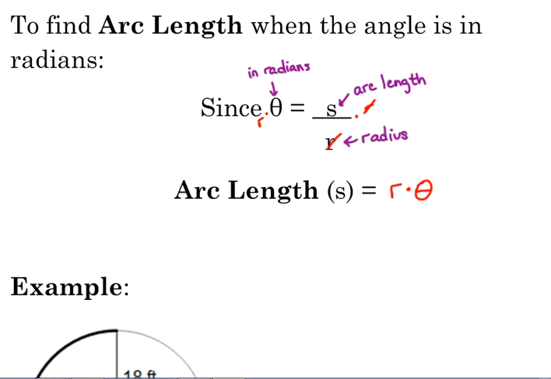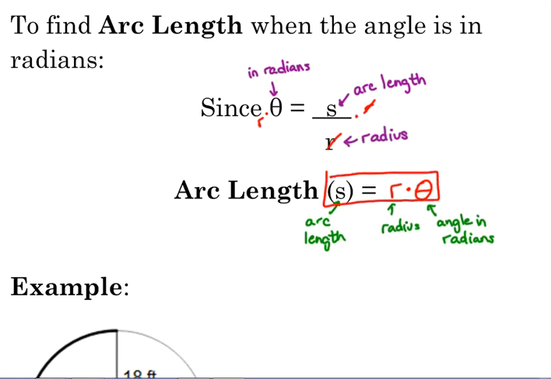Okay, so I'm going to label these pieces again right here. S is arc length. R is the radius of the circle. And theta is the angle in radians. So S equals R theta is a new way that we can solve for arc length.